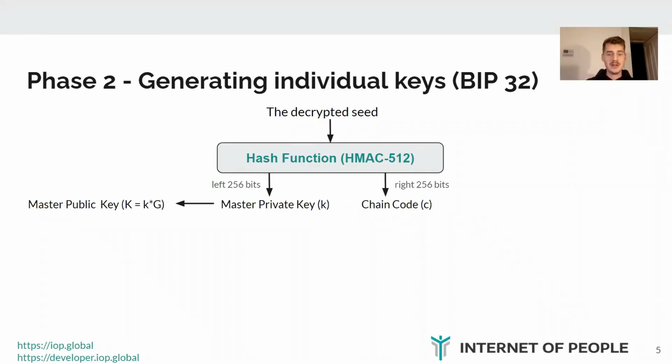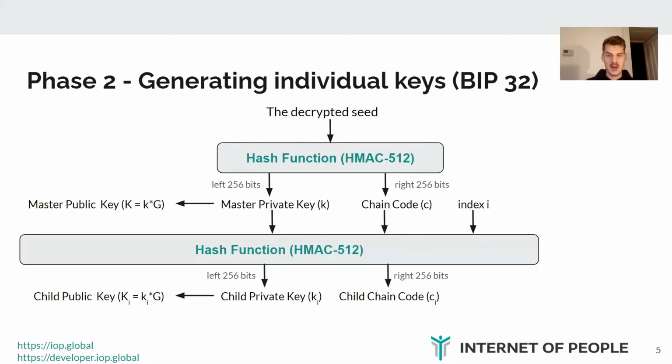It becomes very interesting if you also take this master private key together with a chain code and feed it into a hash function as well. For this, there is an index that you can change, and this will result in a child private key and a child chain code with the same properties as their parents. The child private key also has a child public key attached to it. By changing this index i, you can create a lot of children, and this results in a very big family.